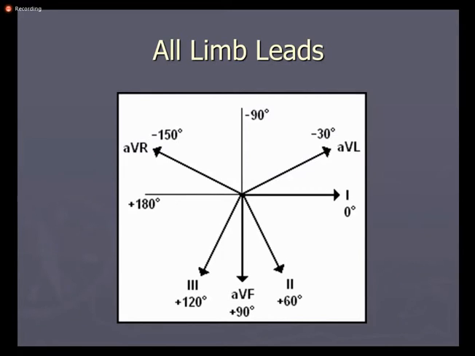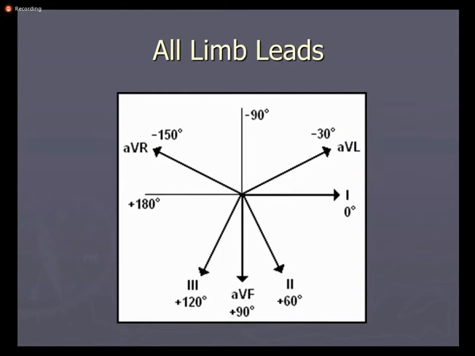Now if you remember this previous slide where you have seen lead 1, lead 2 and lead 3. Lead 1: one electrode is placed on the right arm and the second electrode is placed on the left arm. Current flows from the right arm to the left arm. It is called lead 1.